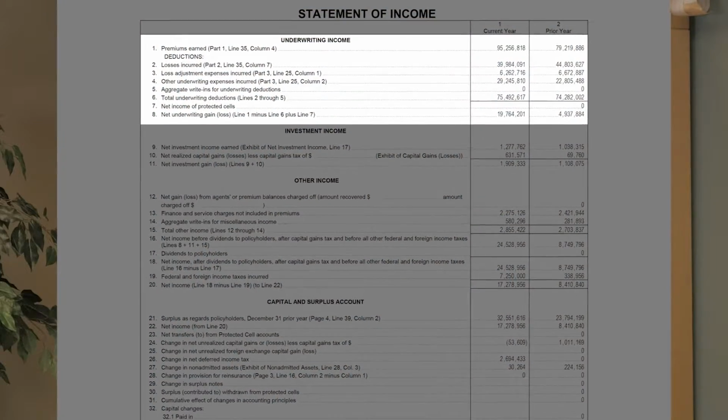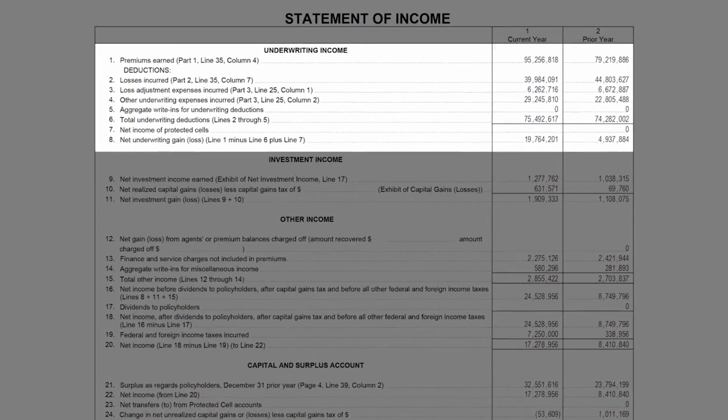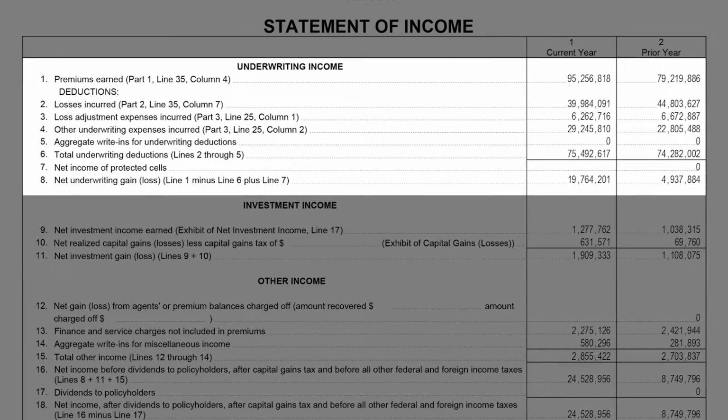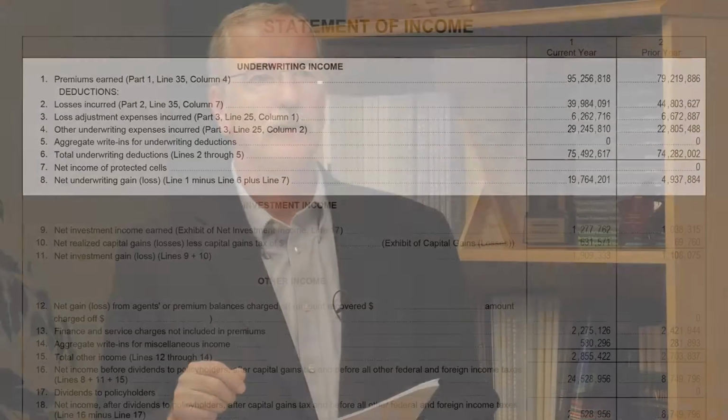The first section is underwriting income, and that deals with what were the premium income numbers versus the losses paid or incurred, and loss adjustment expenses paid and incurred, and the other operating expense. So you're going to be looking at the revenue, the earned income, minus the losses incurred, minus loss adjustment expenses incurred, minus other operating expenses incurred, and that's going to give you the underwriting gain or loss.